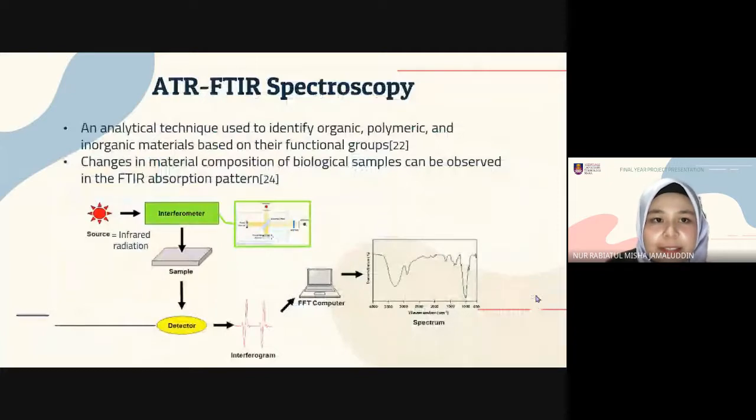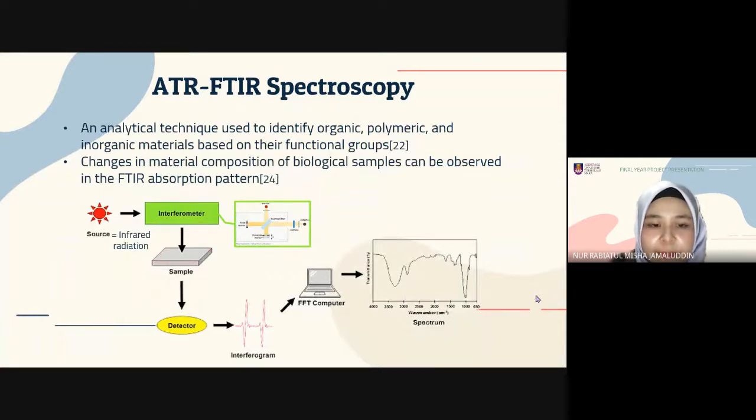It is an analytical technique used to identify organic, polymeric, and inorganic materials based on their functional groups. Changes in the material composition of biological samples can be observed in the FTIR absorption pattern. During the measurement of a sample, the infrared radiation beam will enter the Michelson interferometer and be split into two beams, directed to the fixed mirror and the moving mirror. They will be combined, causing interference, before being directed to the sample.